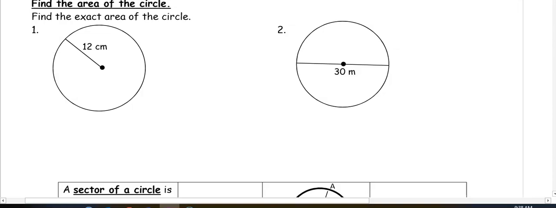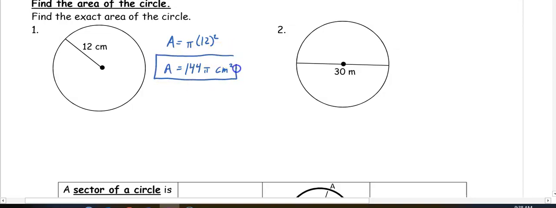So in number one, we want to find the exact area, which means we do not want a decimal. So our area is equal to pi times 12 squared. 12 squared is 144, so I always put the number in front of pi for my final answer. We have 144 pi centimeters squared.